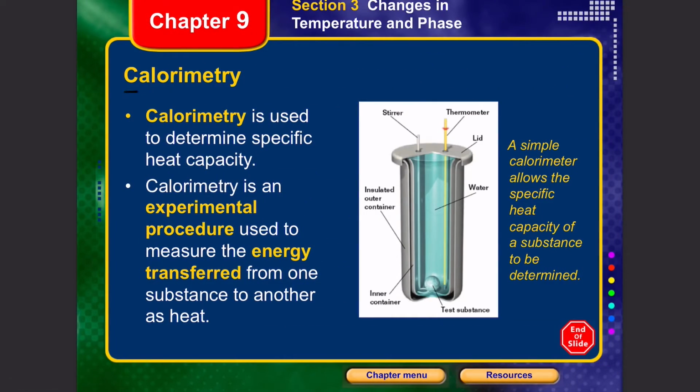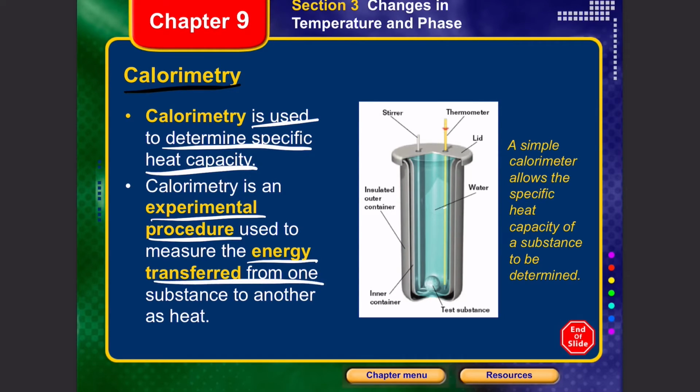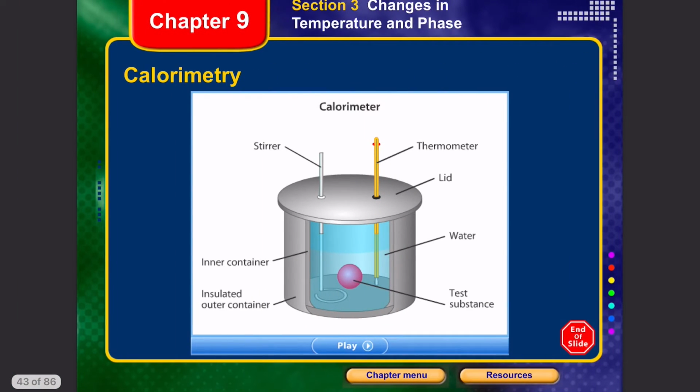Next, let's talk about calorimetry. Calorimetry is the science that is used to determine specific heat capacity. It's an experimental procedure that involves an insulated container, a thermometer, a stirrer, and a lid, with water inside it. You're using it to make sure that energy is transferred from one substance to another, and calculating the changes in temperature of the water, resulting in the final calculation of the value.